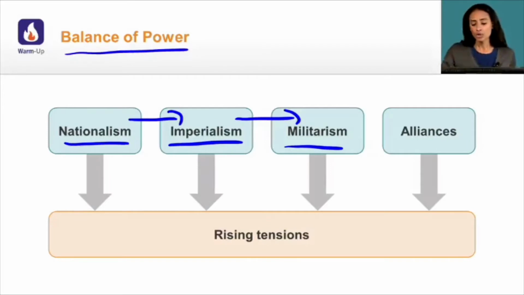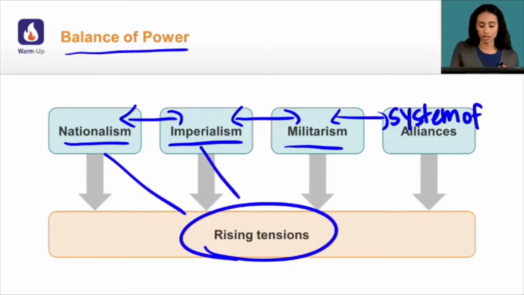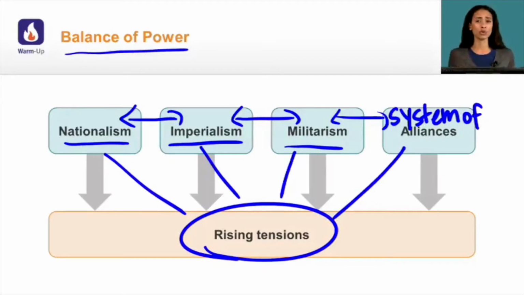And then we're starting to see this system of alliances developing as countries are growing their armies and navies, as imperialism is growing and nationalism is growing as well. Countries are starting to ally with one another because they're looking for strategic partners in case there is a conflict and they have to go to war. And so you can see a connection here, but really they're all interconnected with one another, leading to these rising tensions that we're finding going into World War I.